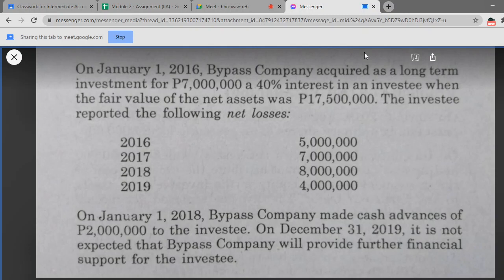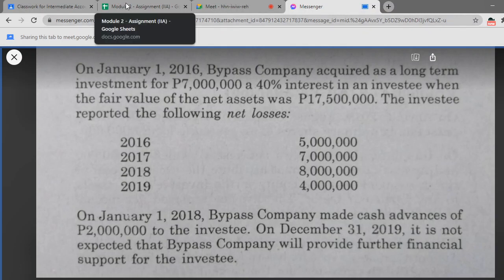Bypass company acquired a long-term investment, not just trading for the short term: 7 million for 40%, when the fair value of the net assets of the investee was 17.5 million. The investee reported the following net losses. In year 1 alone, a loss of 5 million. Let's prepare an entry for this. This is Bypass 7-7.